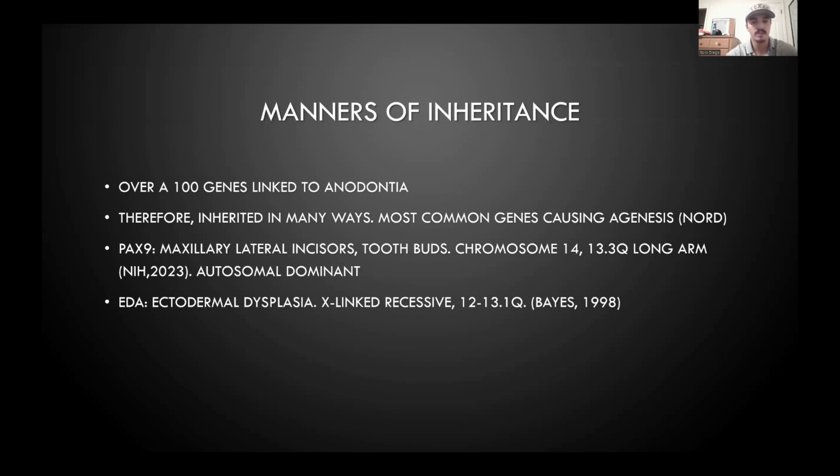The other gene that I want to talk about is EDA. This gene is X-linked recessive, and it is linked to ectodermal dysplasia. That's why I put it in the presentation, and it is related to true anodontia. It is found on chromosome number 12 in the long arm.